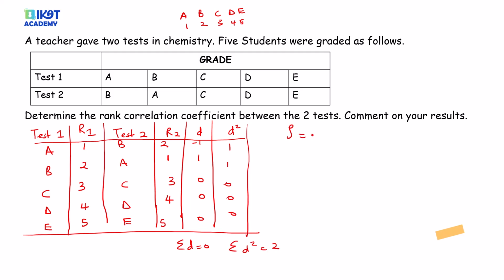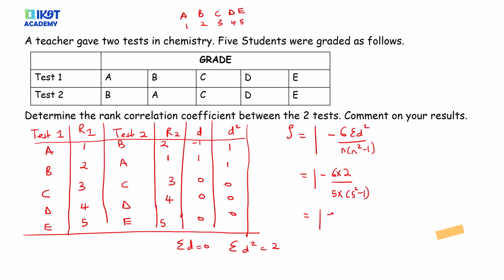So you come to your formula. 1 minus 6 summation of D squared out of n into n squared minus 1. So this is 1 minus 6 times 2. Look how many pairs do we have? We have 5 pairs, so 5 times 5 squared minus 1.